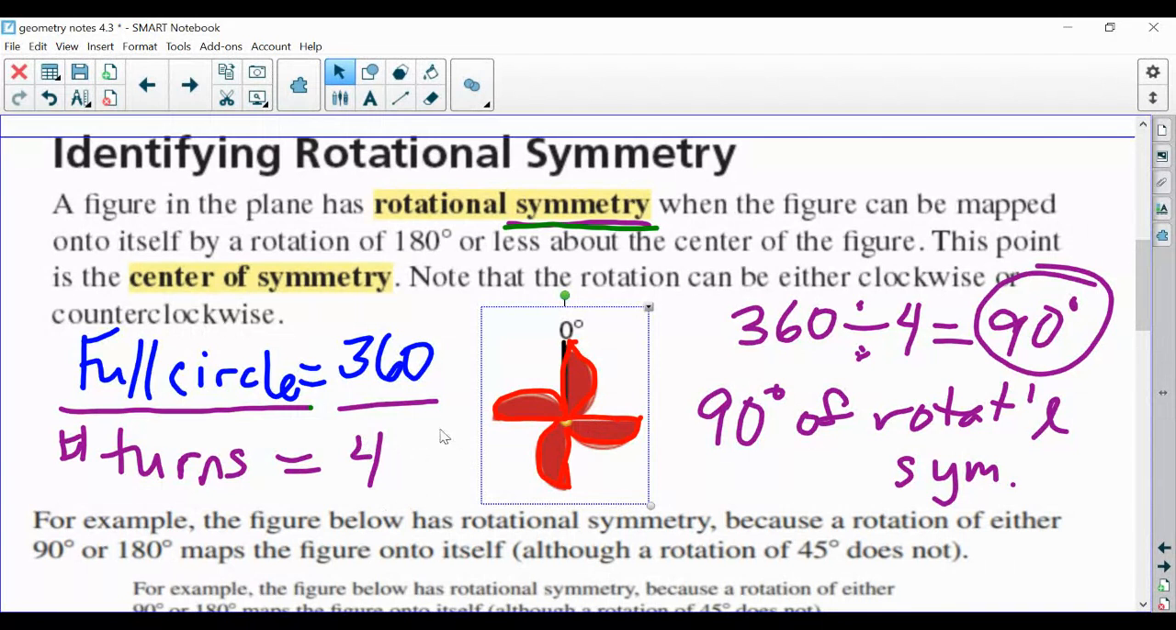So to find how many degrees of rotational symmetry an object has, you take 360, which is a full circle, and always divide it by the number of turns that you were able to do. So 360 divided by 4 is 90. Therefore, this pinwheel has 90 degrees of rotational symmetry.